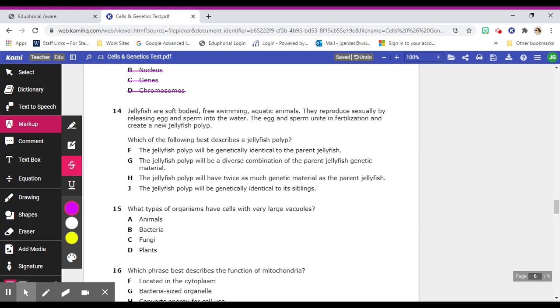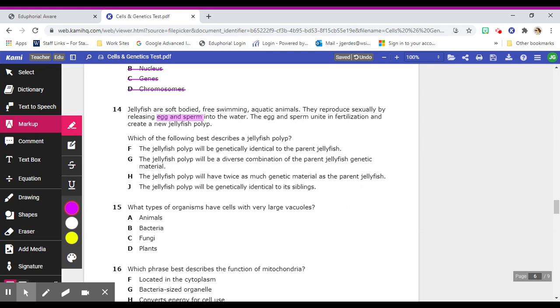It says jellyfish are soft-bodied, free-swimming aquatic animals. They reproduce sexually by releasing egg and sperm into the water. The egg and sperm unite in fertilization and create a new jellyfish polyp. Which following best describes the jellyfish? Okay, so we know there is egg and sperm here. So it has to be sexual reproduction just because of that.